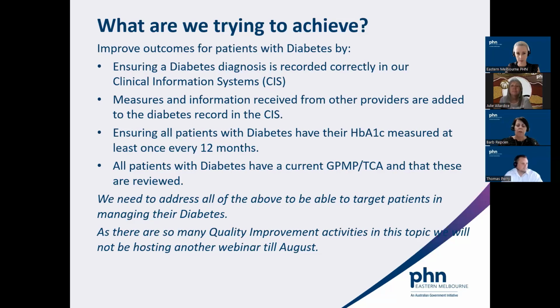The four activities that we'll be focusing on today are ensuring diabetes is recorded correctly and that all measures are recorded, ensuring all patients with diabetes have their HbA1c measured at least every 12 months, and ensuring all patients with diabetes have a current GP management plan and team care arrangement, and that those items are reviewed regularly.